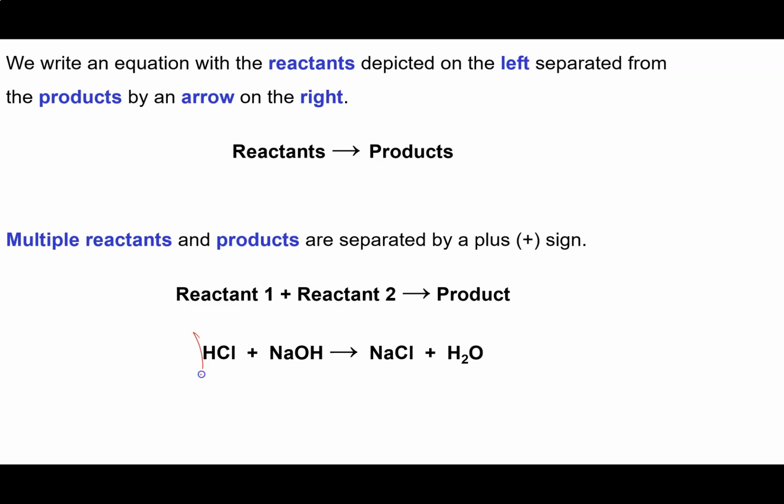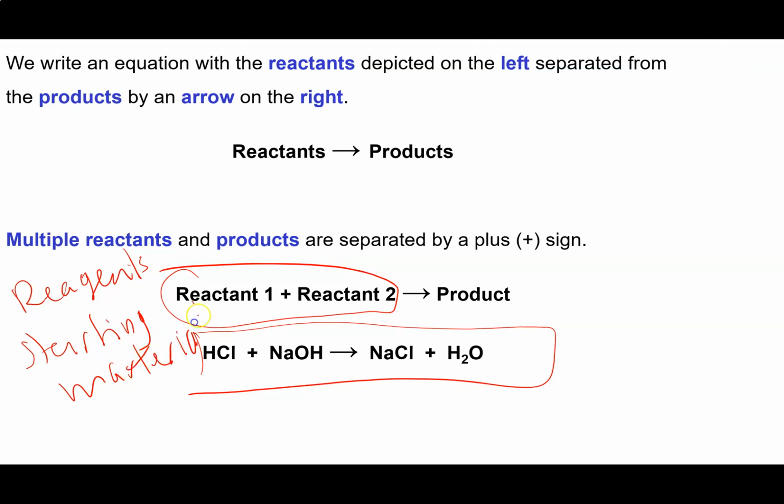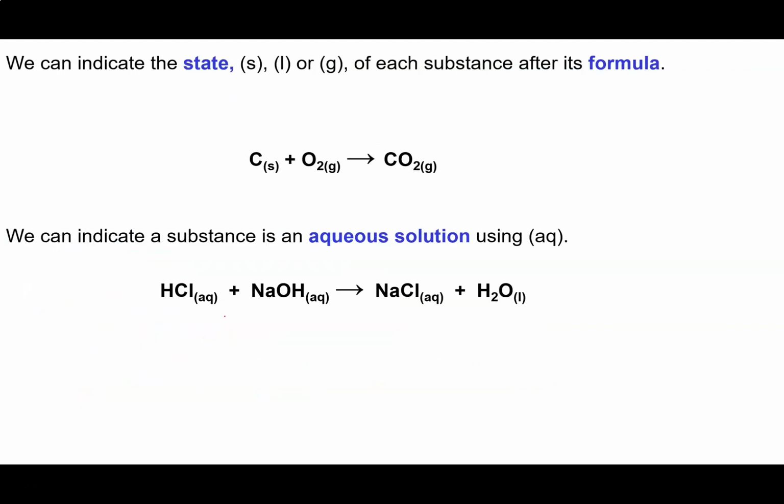So this chemical reaction at the bottom here would be read as hydrochloric acid reacts with sodium hydroxide to produce sodium chloride and water. The reactants that are written on the left are also sometimes referred to as the reagents, with a G, or also the starting materials. And you just kind of have to get used to people using these synonyms for these things. It's okay. You'll get used to it.